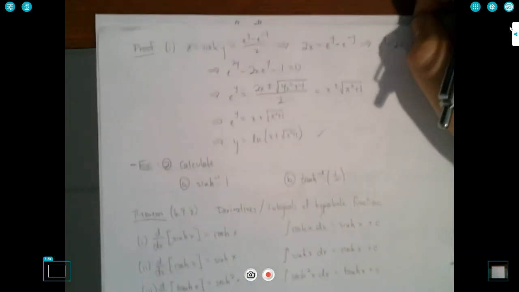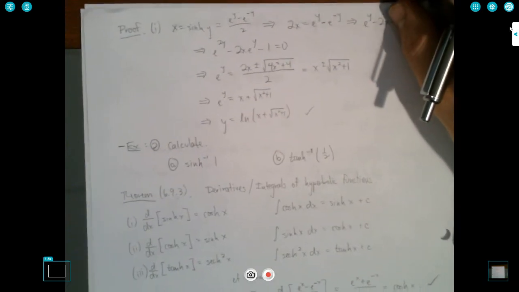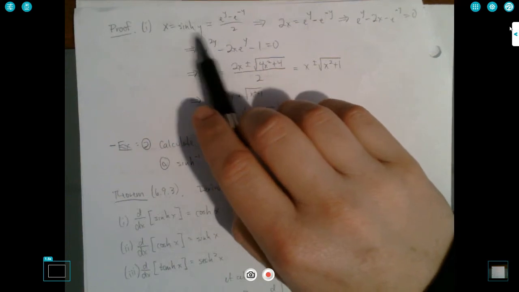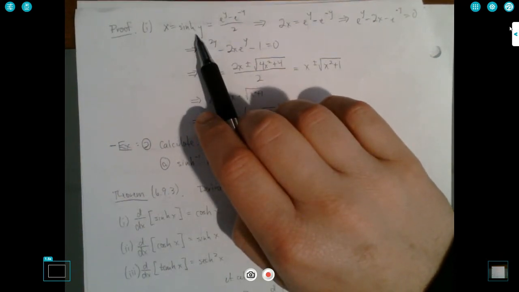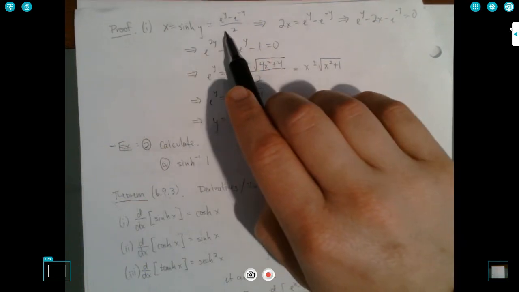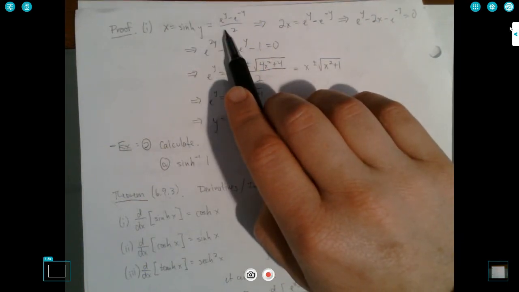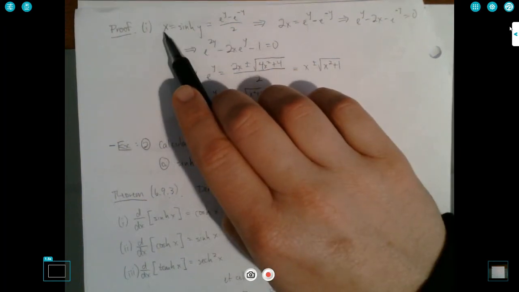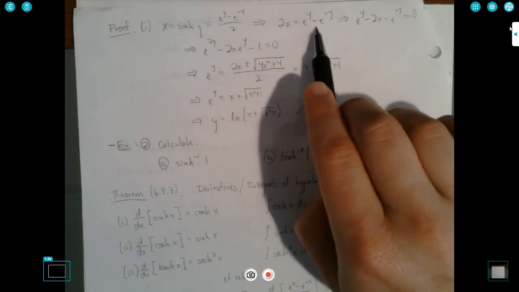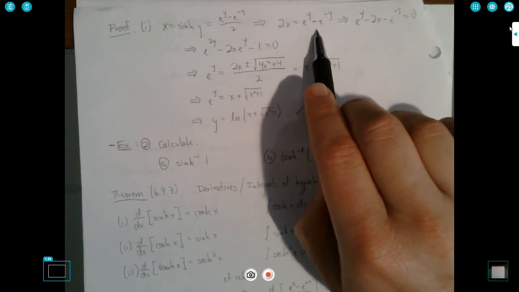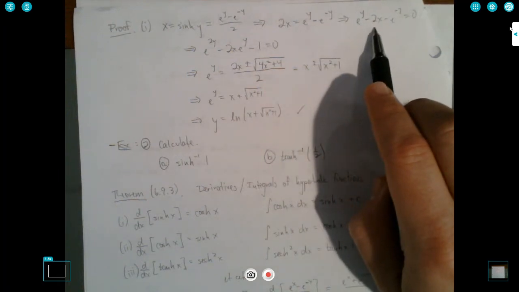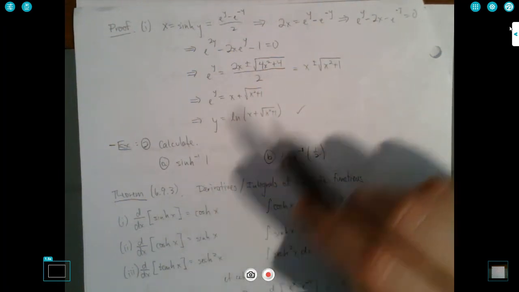Okay, so to prove it, we do the same thing that we usually do when we're trying to find inverses. That is, we swap x and y, and then we try to solve for y, right? So if I say x equals sinh y, well, sinh y is just e to the y minus e to the negative y over 2. Now I can multiply both sides of this equation by 2 to get 2x equals e to the y minus e to the negative y. And then I can also move this 2x over to the other side. So then I get e to the y minus 2x minus e to the negative y equals 0.